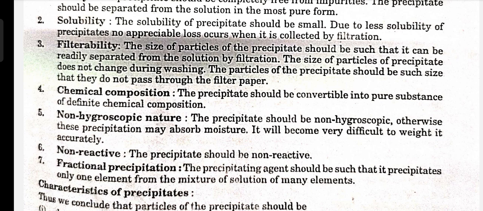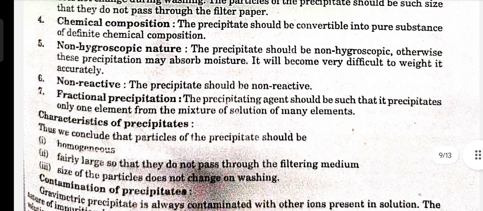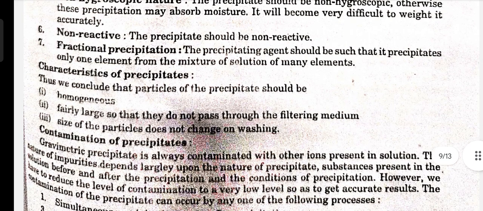Number 5, non-hygroscopic nature. The precipitate should be non-hygroscopic, otherwise it may absorb moisture. It will become very difficult to weigh it accurately. Number 6, non-reactive. The precipitate should be non-reactive. Number 7, fractional precipitation. The precipitating agent should be such that it precipitates only one element from a mixture of solutions of many elements.